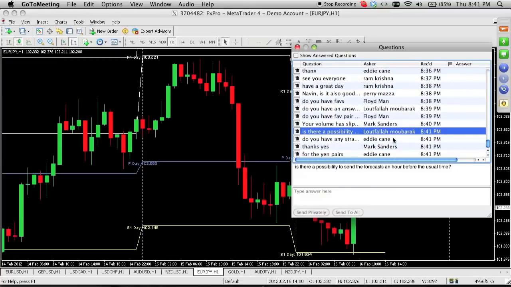Luftwaffe, is there a possibility to send the forecast an hour before the usual time? Yes, I can. I usually send out the forecast at a single time in a day because no matter where I'm traveling in the world, that time is the most ideal time. Otherwise, if I send the forecast earlier from, let's say, China, and then I go to the US and can't make it at that time, it's going to be difficult for me. Then questions start arising, why is the forecast late and whatnot. So I choose a central time where I can make it from all around the world.